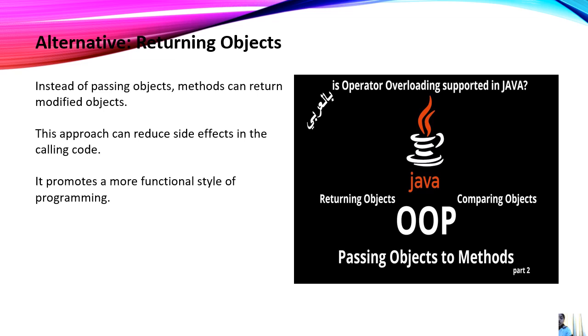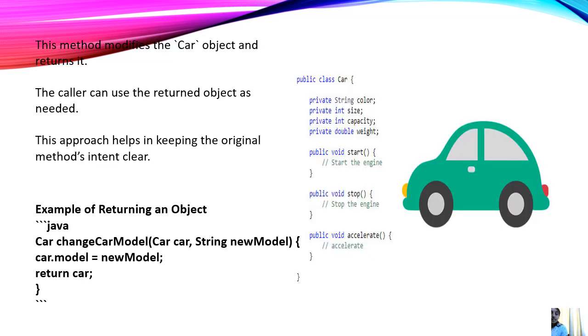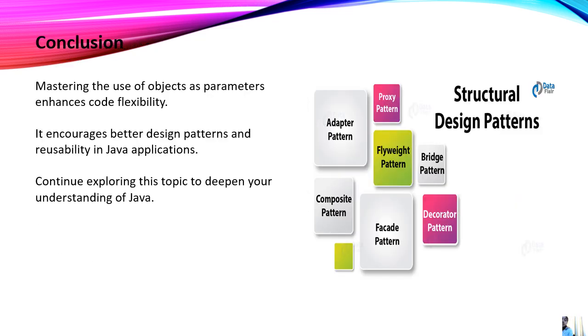This approach can reduce side effects in calling code. It promotes a more functional style of programming. This method modifies the Car object and returns it. The caller can use the returned object as needed. This approach helps in keeping the original method intent clear. Here is one example. So last, let us see the conclusion.